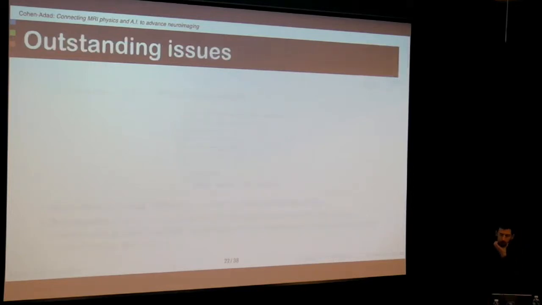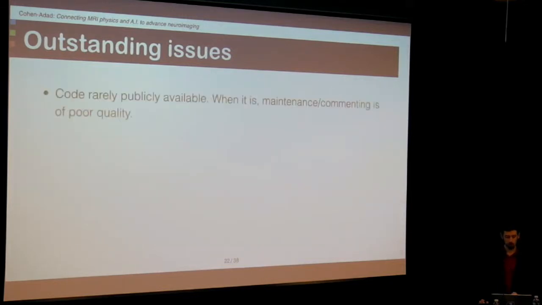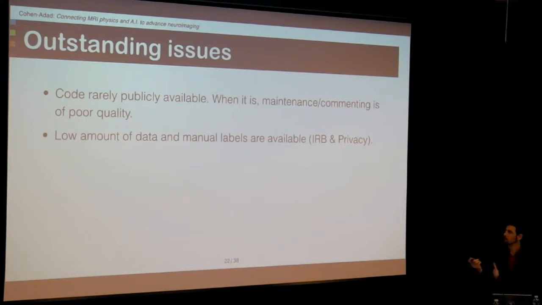So I've shown you a couple of concrete clinical applications where deep learning is useful, and there's still a lot to explore. But there are also some outstanding issues. In general, when we see published papers, the code is rarely publicly available, and when it is, it's difficult to use out of the box. That's complementary to the fact that there is also a low amount of data available, and especially manual labels. And for obvious reasons, IRB and privacy concerns limit the hospitals from sharing those data.